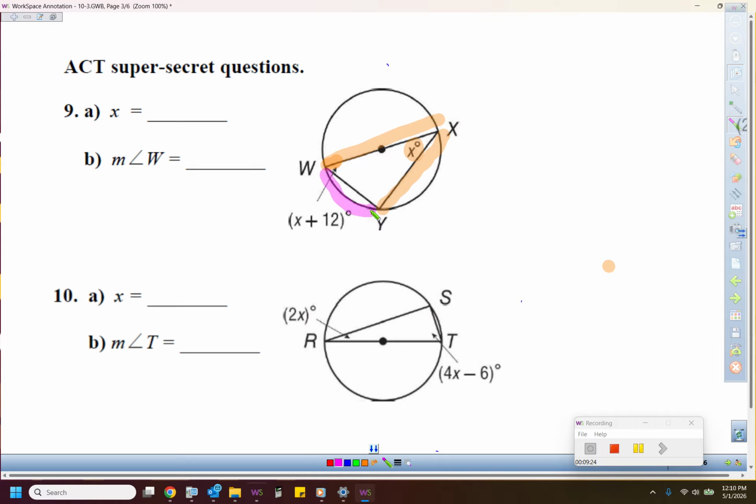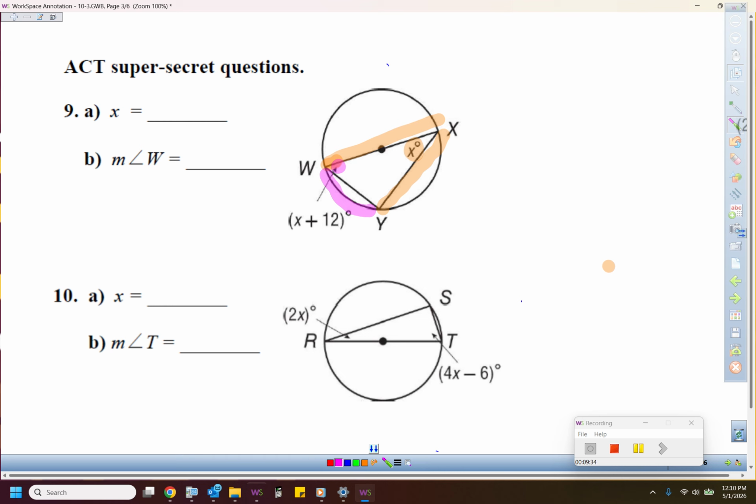This is the arc that is contained by it. Ew, they didn't tell me that either. This little x plus 12, you see the arrow? It's kind of hard to see that, but the arrow's pointing. That's this angle inside of here. All right, so ew, I don't have either one of these.